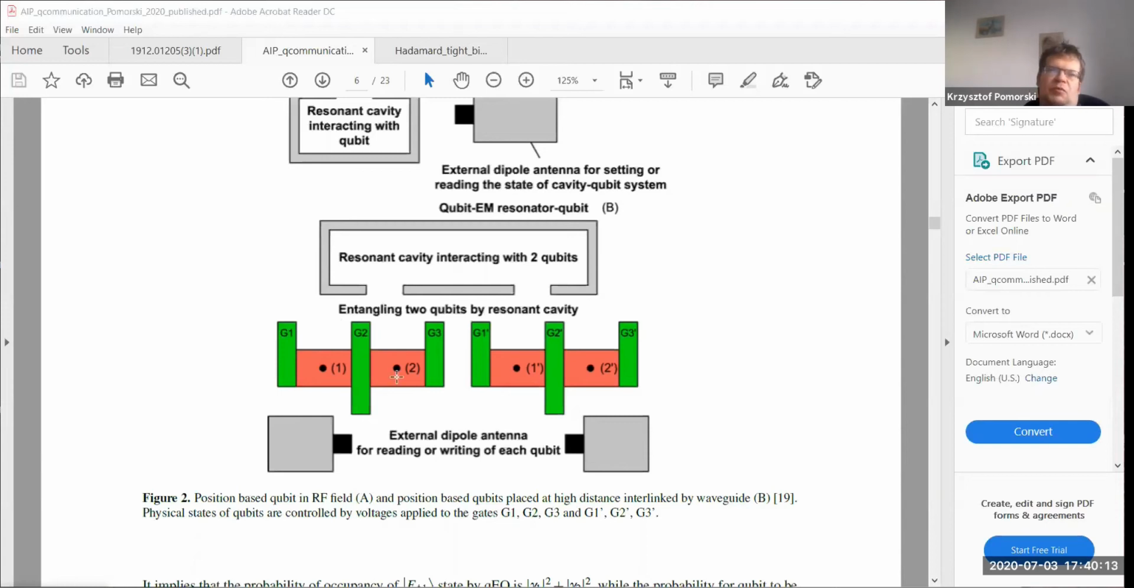However, you need to be realistic. In very practical applications, you need a long line that will deliver your one electron and take it out if it's necessary. And if you want to prepare the state of a position-based qubit, you need an external dipole antenna that will generate this radio frequency signal. So basically, you need this dipole.